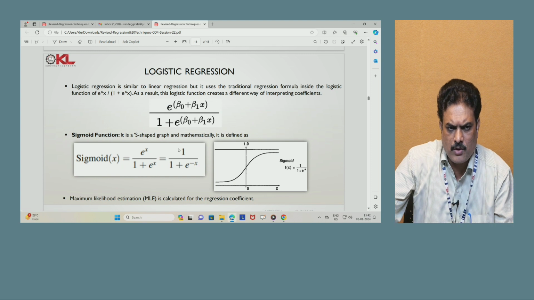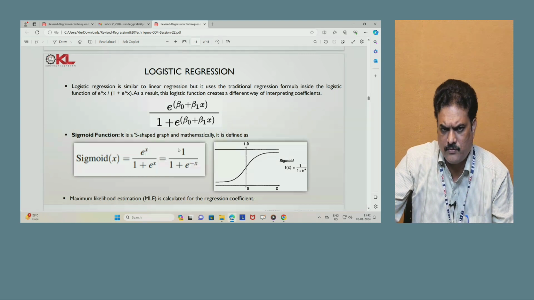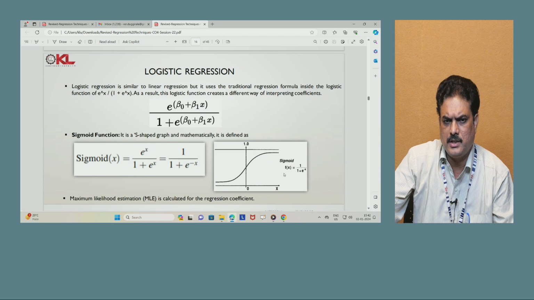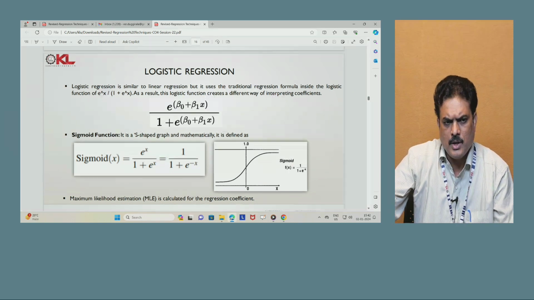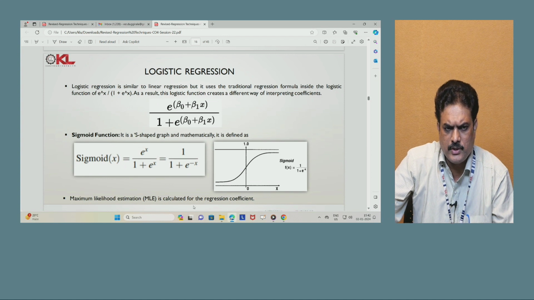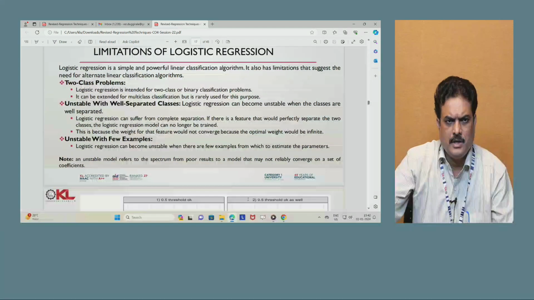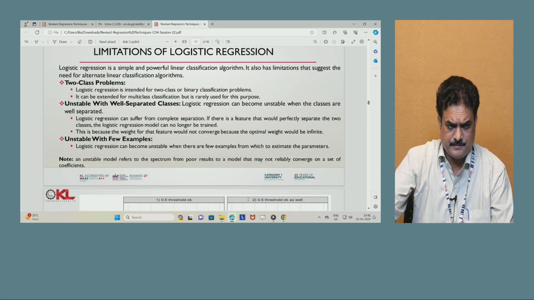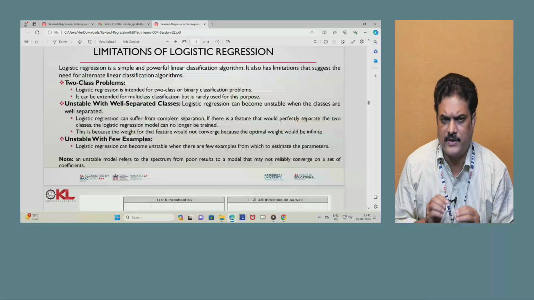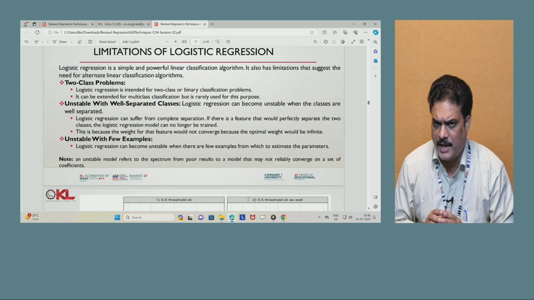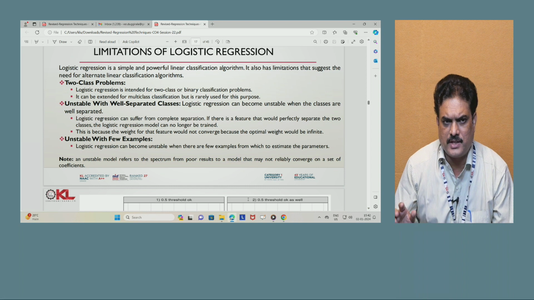Here the sigmoid function is calculated with the given mathematical function, shown on the x-axis and y-axis. Then next, maximum likelihood estimation is calculated for the regression coefficients. Limitations of logistic regression. Logistic regression is a simple and powerful linear classification algorithm. It also has limitations that suggest the need for alternate linear classification algorithms.